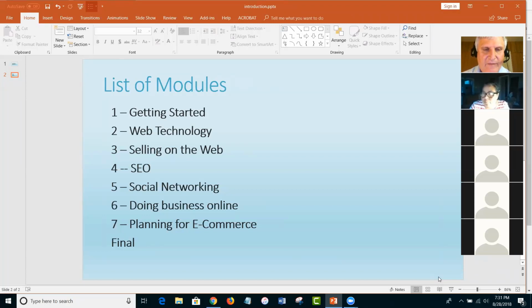And I haven't decided right now whether I'm going to do a midterm or not. I may throw a midterm in there, which would be a test, which would include multiple choice and some short essay questions. So I haven't made up my mind yet, but that might go in. And if I do that, it would be sometime after the SEO module.